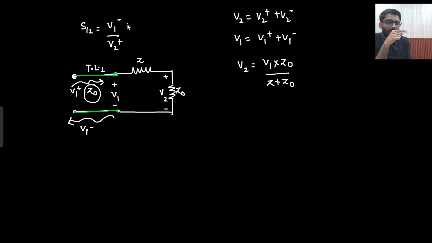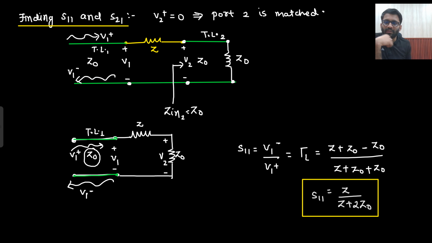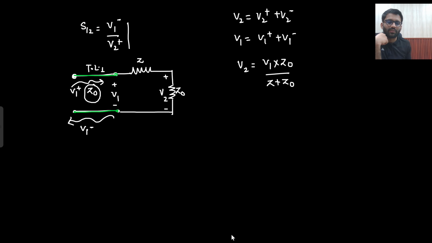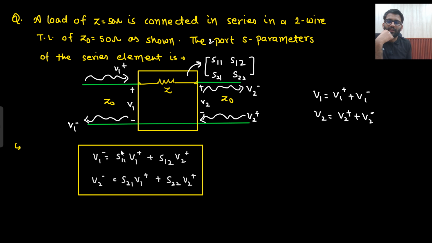Now let me know one thing. For finding S21, what are you assuming? Wait a second, what was your S1? Oh, sorry. We are finding S21. Really sorry. So that is V2 minus divided by V1 plus. What is your S21? S21 we are finding: V2 minus divided by V1 plus.